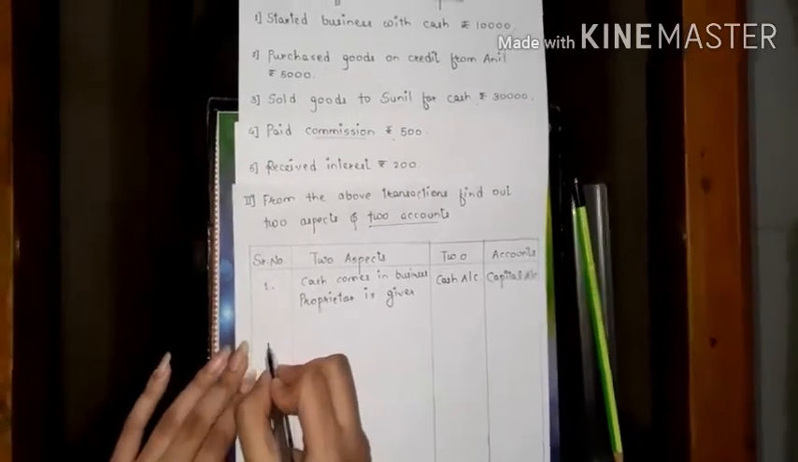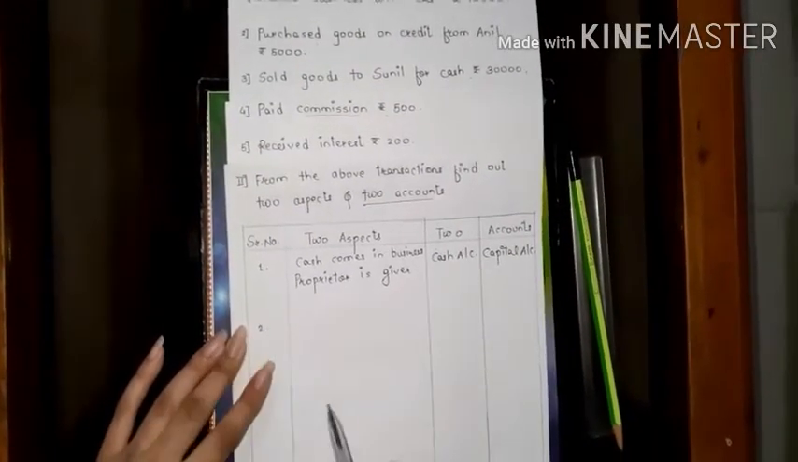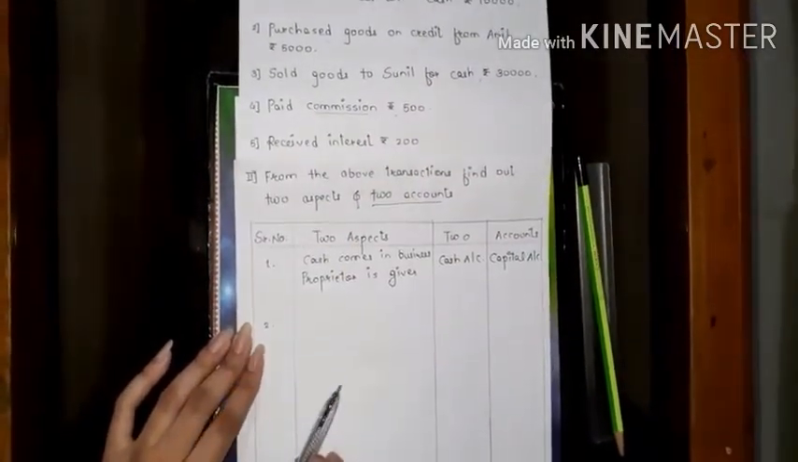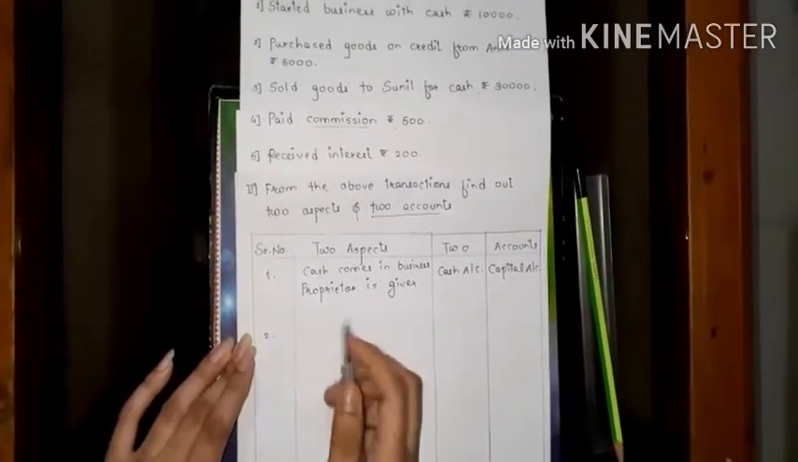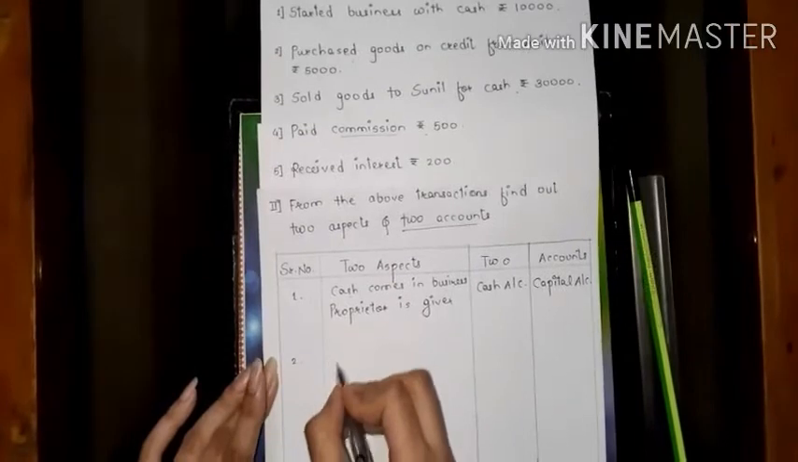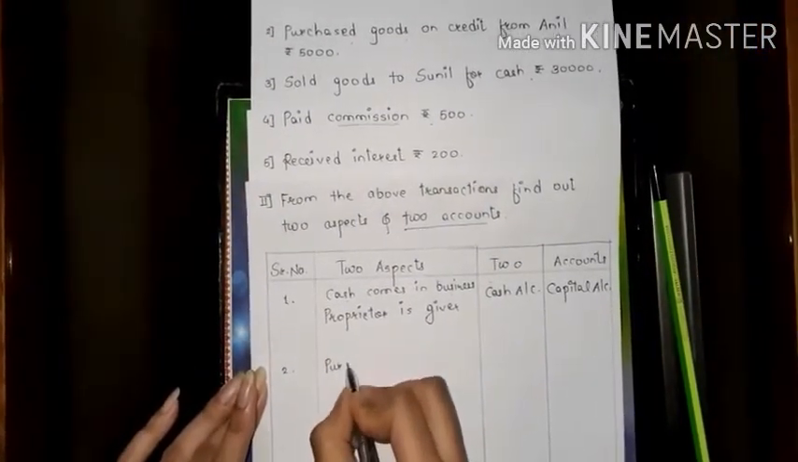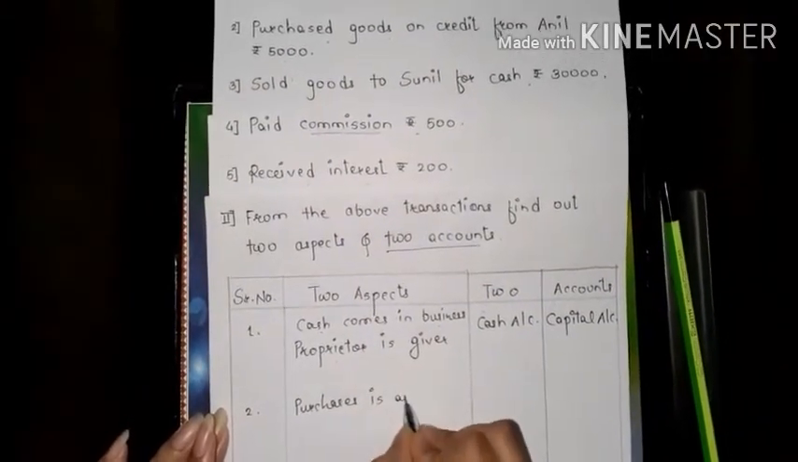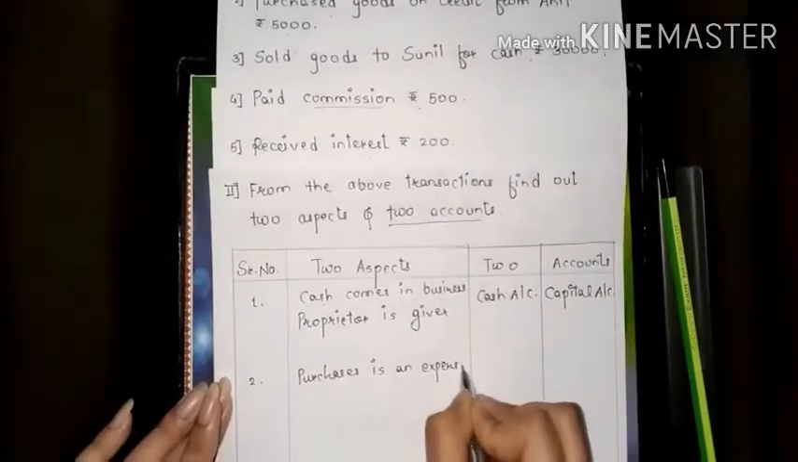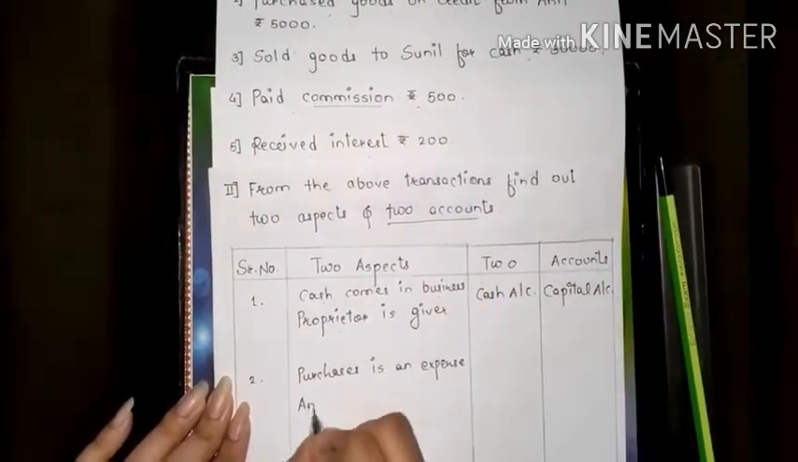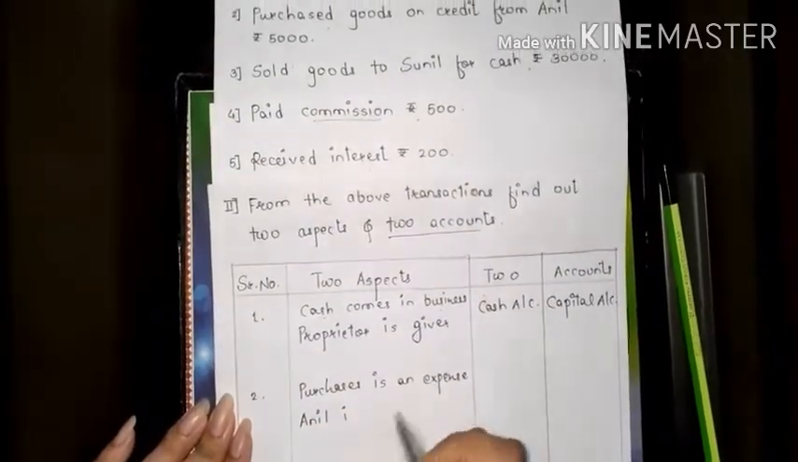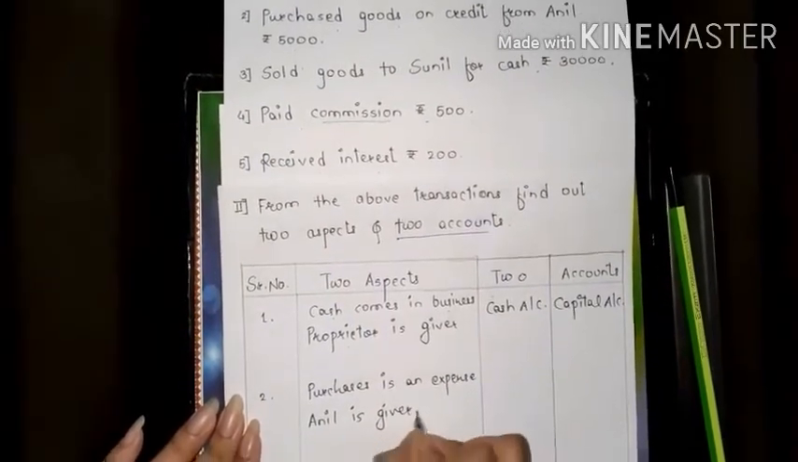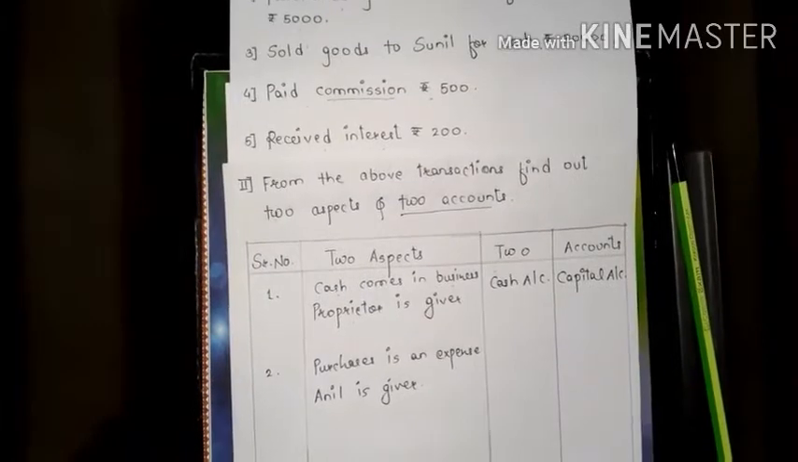Now let's take the second example. Transaction: Purchased goods on credit from Anil rupees 5,000. We already know two aspects. We have already solved it in our previous example. So purchases is an expense and Anil is giver, as he has given goods to us. We have purchased it, is giver. These are the two aspects over here.